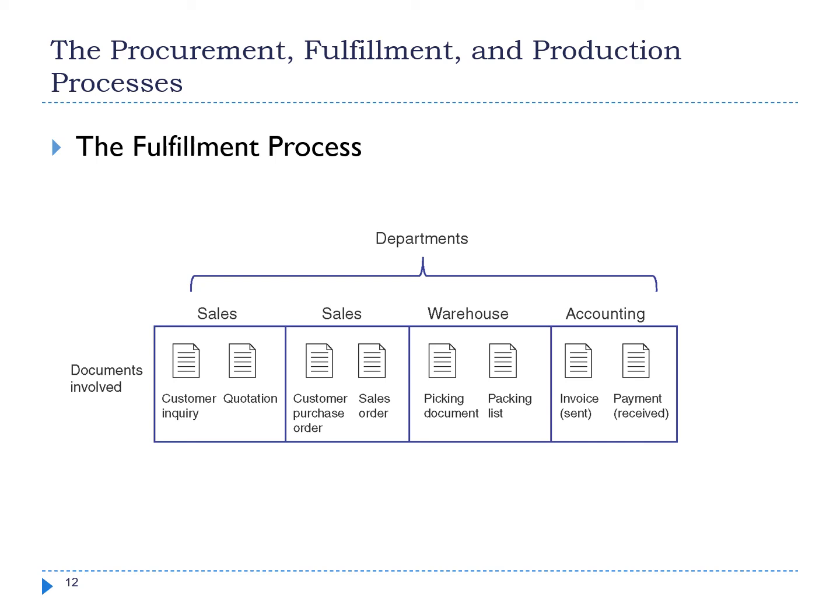The warehouse department prepares shipment and produces a picking document that is used to remove goods from the warehouse and a packing list that is to accompany the shipment. At the same time, the accounting department issues an invoice for the customer. The fulfillment process concludes when the accounting department receives payment consistent with the invoice.